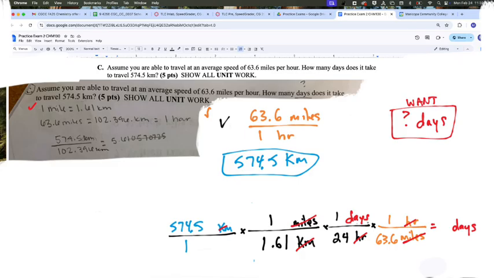Kilometers cancels, miles cancels, hours cancel. What unit would we have? Days. Is that what I wanted? Now what do we do? Now you move to the calculator, and now you can do all the math. This sets up all of that calculation in one glorious run. Okay? That run now gets us to a final answer.